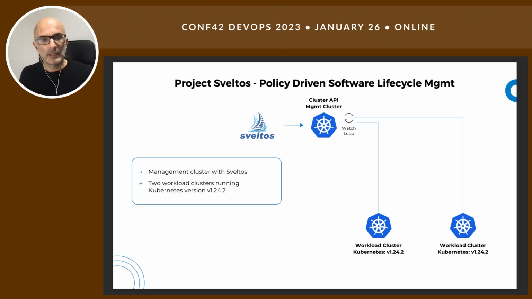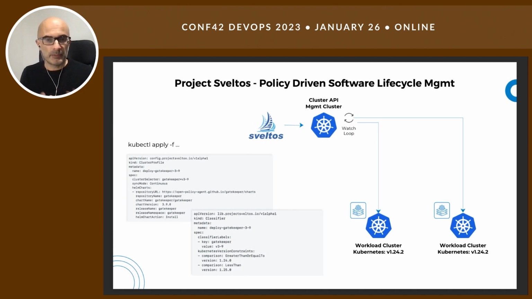Let's take an example. We have a cluster profile, which we can ignore for now, and we have a classifier. Classifier is another Sveltos CRD. And this classifier, in the spec section, has a Kubernetes version constraint, saying if you see a cluster running a Kubernetes version between 1.24 and strictly less than 1.25, such a cluster is a match for this classifier. And any cluster which is a match for this classifier needs to have these classifier labels added. In this case, the label is simply gatekeeper: v3.9.